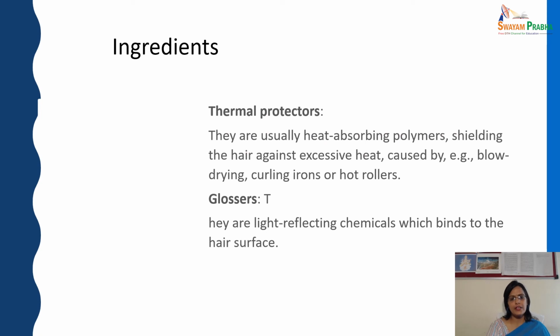Thermal protectors and glossers. They are usually heat absorbing polymers, and glossers are light reflecting chemicals. They bind to the hair surface, usually polymers, mainly silicones; dimethicones and cyclomethicones are used.